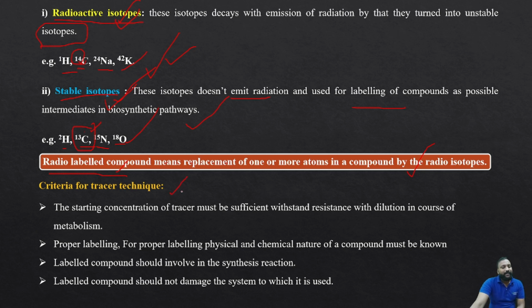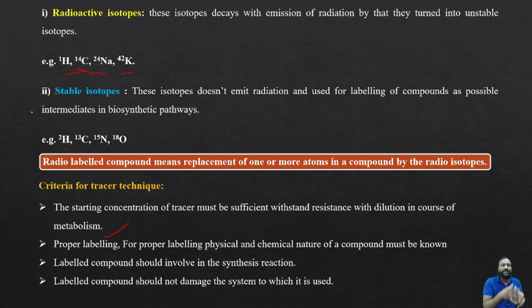While we are going to investigate the compound by means of this technique, we need to consider some points. The starting concentration of the tracer must be sufficient to withstand the dilution in the course of metabolism. The starting concentration of the radio labeled compound, the tracer, must be sufficient to withstand further dilution during metabolism.